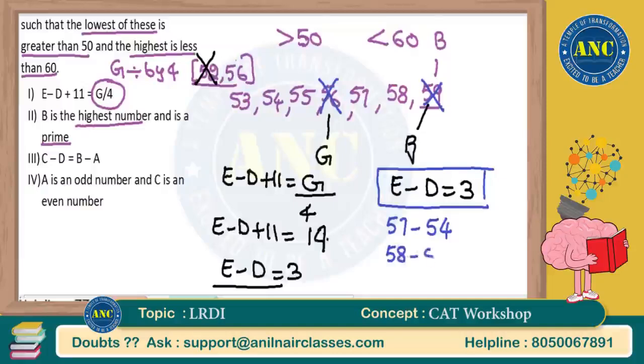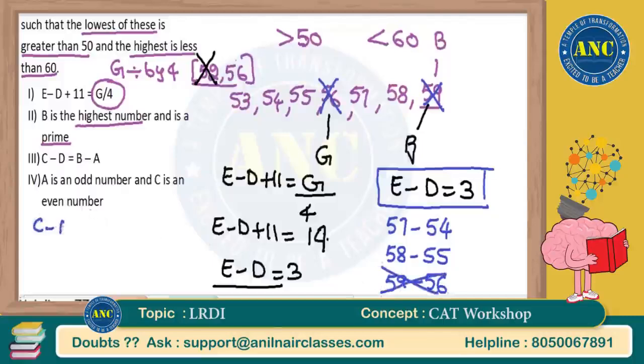58 minus 55 is 3. 59 minus 56 is 3. But 56 is already given to G. So out of these cases, what is the next case?